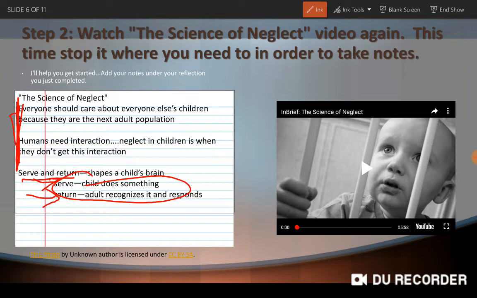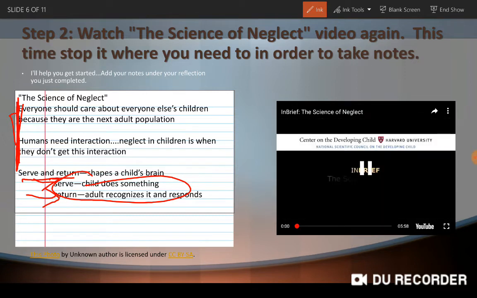They were just about to go over this still face study that we'll take notes on in just a second. Okay, so let's go back into the video.